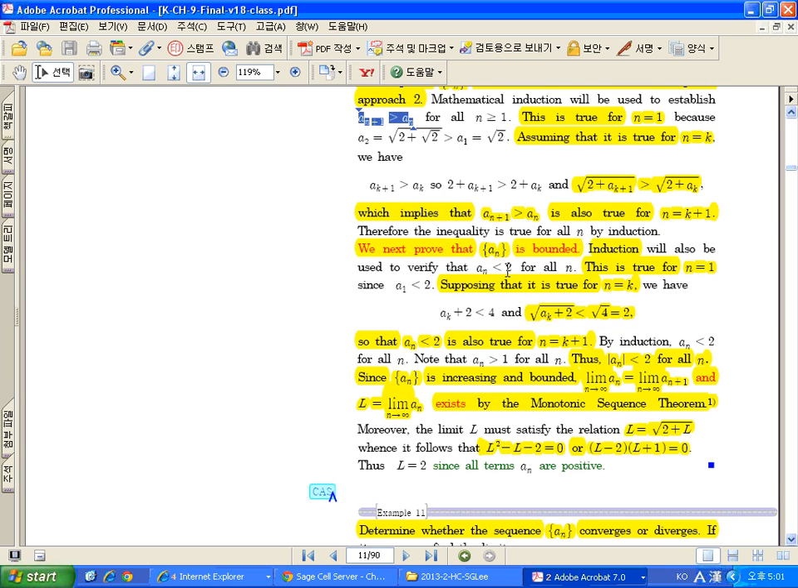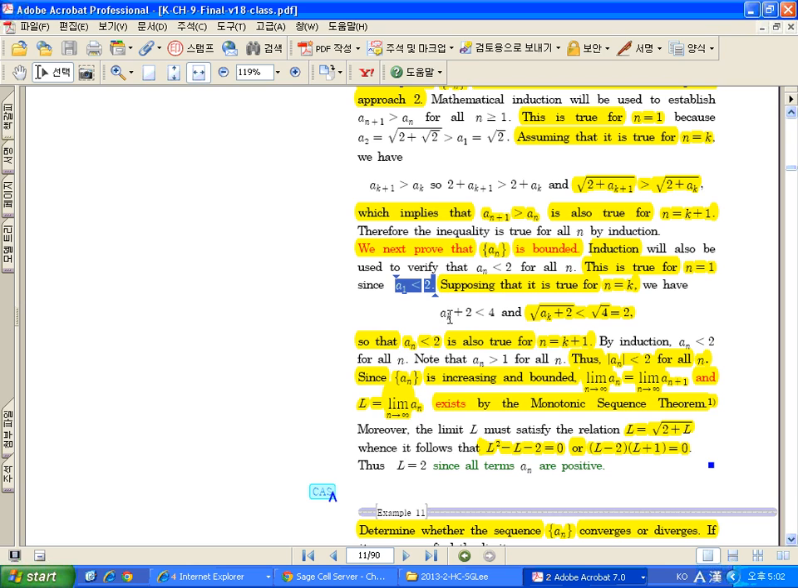Then next, we show this sequence is bounded. Also, we use induction. a1 is less than 2, so it is bounded. We proved it is true for n equal to 1. So assume true for n equal to k, which means a(k) plus 2 is bounded.